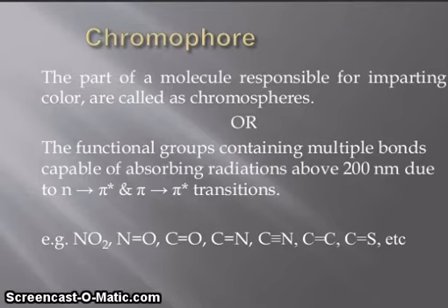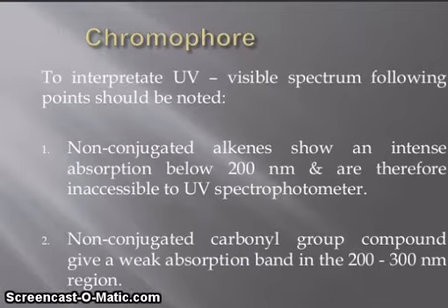Now friends, chromophore. The parts of the molecule responsible for imparting color are called chromophores. The functional groups containing multiple bonds capable of absorbing radiation above 200 nanometer due to n to pi star and pi to pi star transitions.